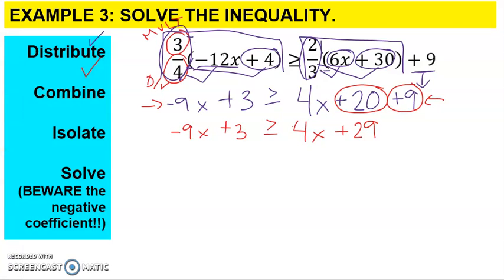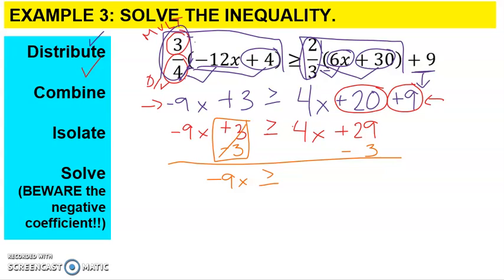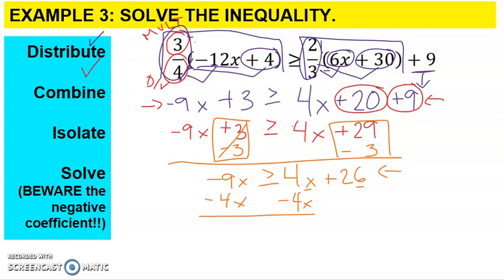Okay, so now we're on isolation. Now we're moving. I want to zero out at this point because now we're going to move things over. -3 zeros out. Take it away from the constant on the other side. So I end up with -9x is greater than or equal to 4x plus 26. Okay, we're not done yet because right here we have a variable and a constant. So let's zero out the variable to move it to the variables on the other side.